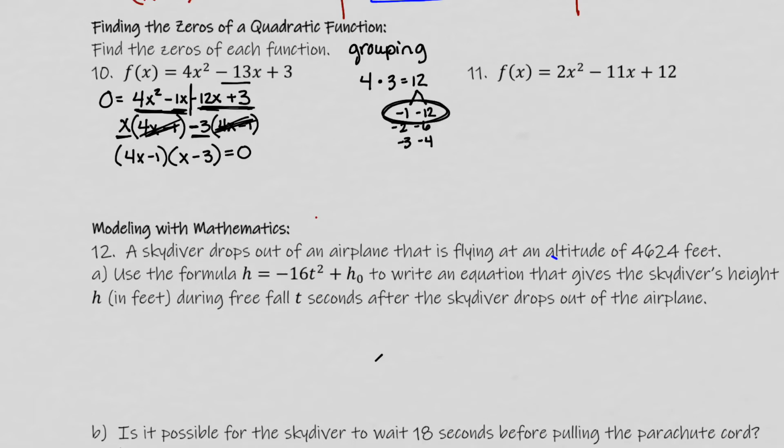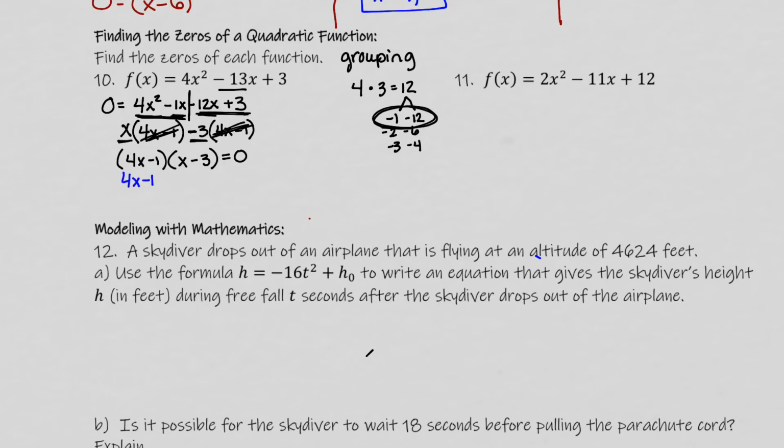So I'm left with two equations. I have 4x minus 1 equals 0. Remember, that's that zero product property. And x minus 3 equals 0. And I solve for x.